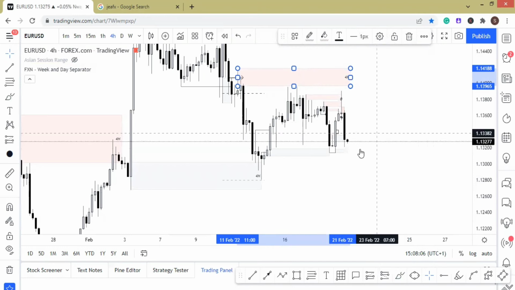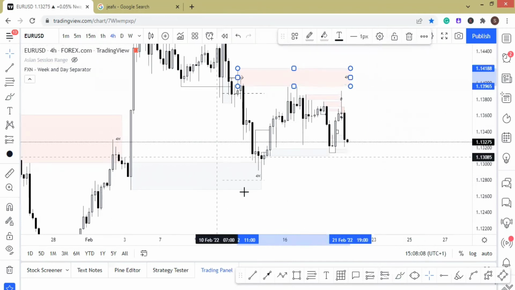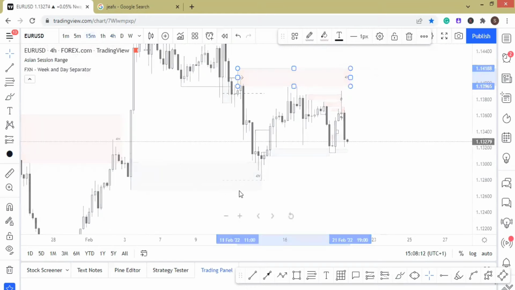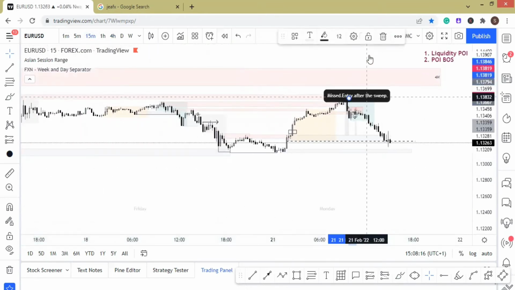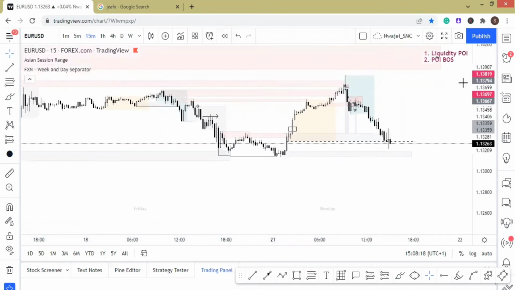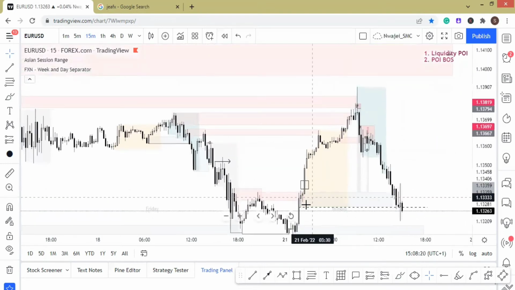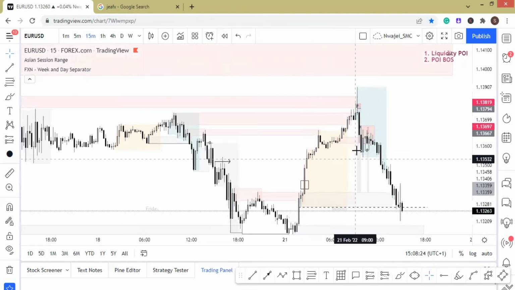So as price was approaching this morning around London session, you can see my Asian range if I move down to the 15 minute time frame. Let me delete this. Price was approaching, this was my Asian session. I noticed that price was moving rapidly in the Asian session, so I just kept quiet and let it be.